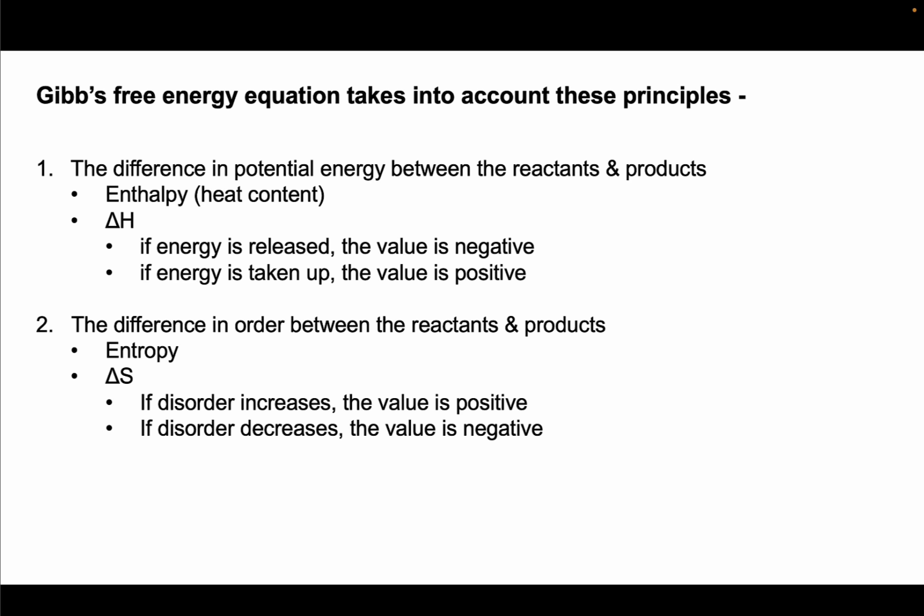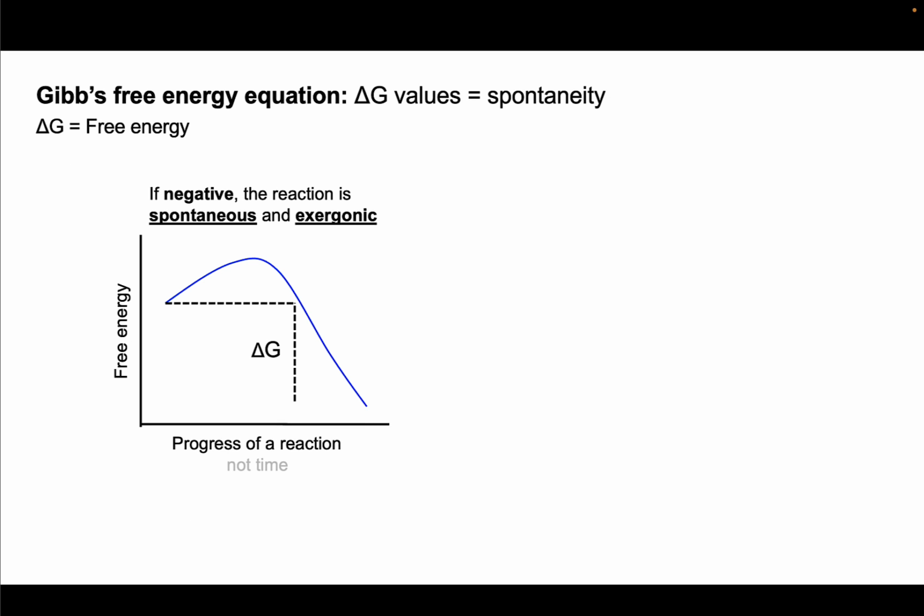Now, I'm not going to ask you, for an individual example, if I were to give you reactants and products, to predict whether those are positive or negative. We're going to focus on the overall equation, which is the sign of this delta G. This is the Gibbs free energy equation: delta G equals delta H minus T delta S. You won't have to memorize this equation, but just know what these values represent.